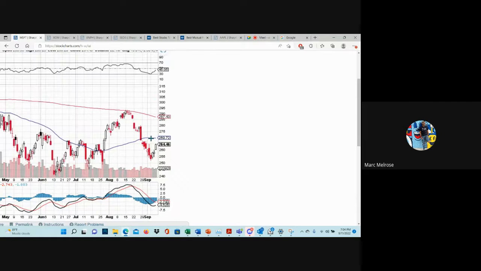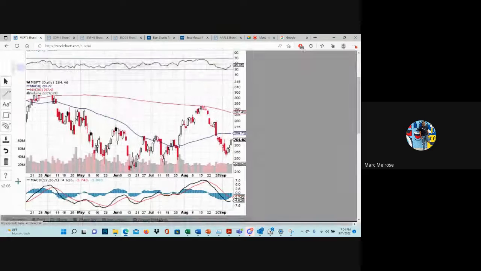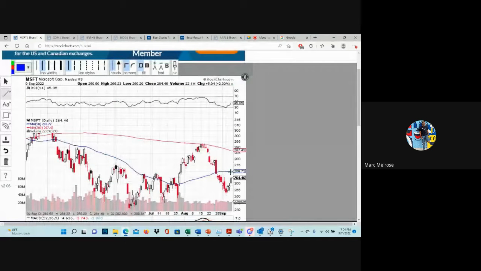Let me zoom in a little bit. I'm sorry. It's probably going to go and test that 50-day moving average right here that we have. And that's also a good area to make a resistance line. So on the daily, I'm making my resistance line at 270. You can call it 270, 269. The 50-day moving average is probably going to test that.